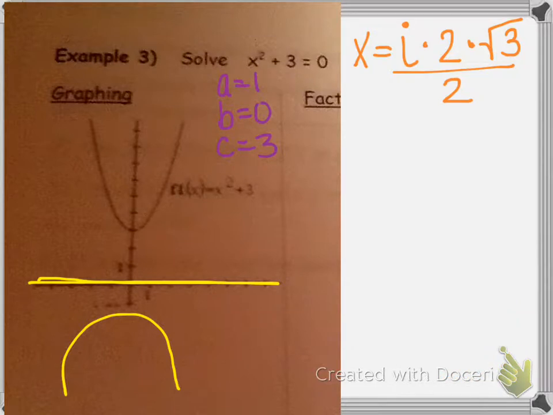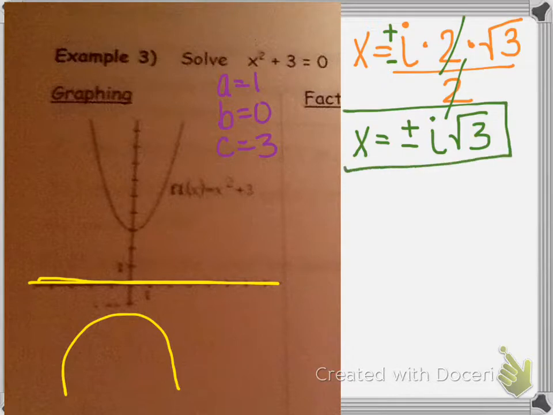I can cross out 2 divided by 2. They cancel. So I'm left with, and I forgot my plus or minus, sorry, I'm left with x equals plus or minus i times the square root of 3. Okay, and this is my answer. This is called imaginary because it has the i. So the square root of 3, even though that's a real number, because it's multiplied by i, this whole solution is an imaginary solution.